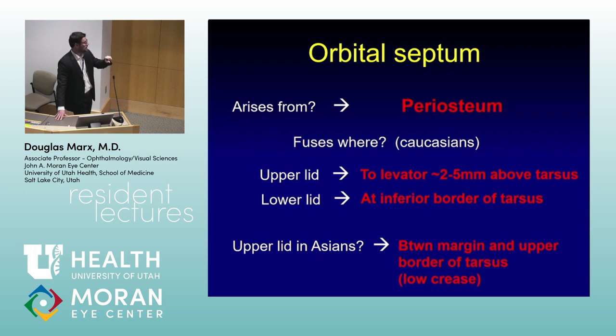So the septum is really strong. It comes off the periosteum, right? So it's a very strong structure. And the way you can tell intraoperatively if you have it or not: tug on it, you say, look up, look down, look up, look down. The septum will not move. If it's a levator, they look up and down, it'll move. It's a great way to tell.